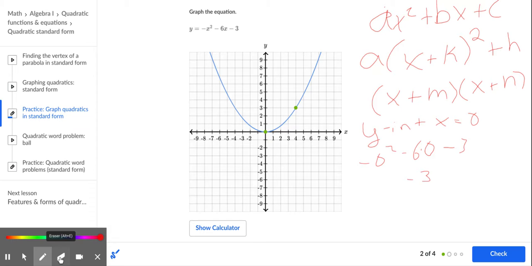So I can mark one of these points on my graph, or I just know that I'm going to have a point on my graph. The y-intercept is going to be at negative 3. So that's the easiest point to find.